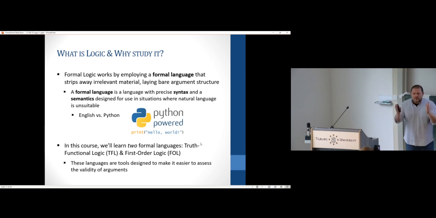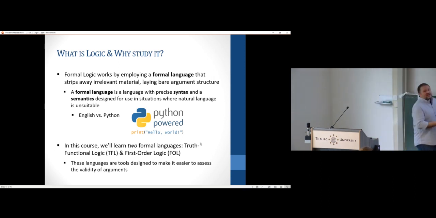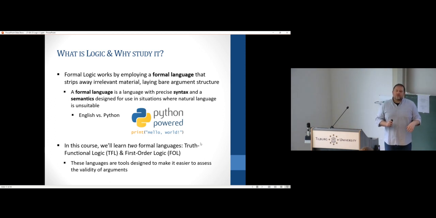Formal languages are very rigid in terms of how you're allowed to build sentences. Natural languages, especially English, is not. English, as you've probably all learned, right, has a very flexible syntax. And anyone who tells you otherwise is lying. But of course, that means that English is not very good for tracking argumentative form, because English can be ambiguous. It's not really clear how we might understand the structure of a given English sentence.